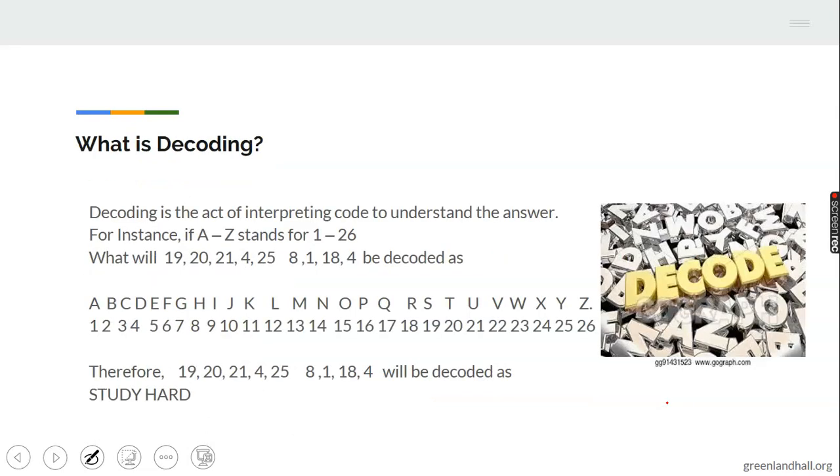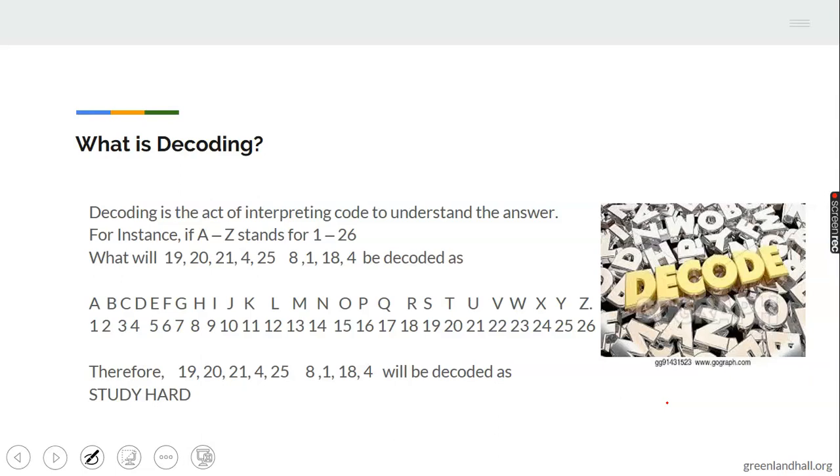That's the first example. Now let's go to decoding. How do we decode? Decoding is the act of interpreting code to understand the answer. You interpret code to do what? To understand the answer. For example, if A to Z stands for 1 to 26, you know, 1 to 26 are the letters of the alphabet.